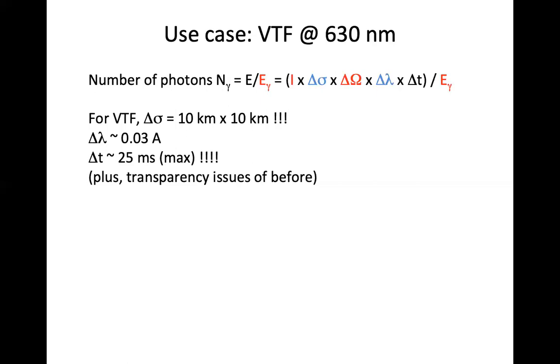Another big plus, the delta T, we had counted 1 second. These instruments don't expose per second. They expose for milliseconds. Why? 25 milliseconds in this particular case, yeah. No, because you need to be able to remove the effects of atmospheric seeing. You need to be able to speckle reconstruct. Correct. Whatever. That is a big constraint for the imaging instruments, right?